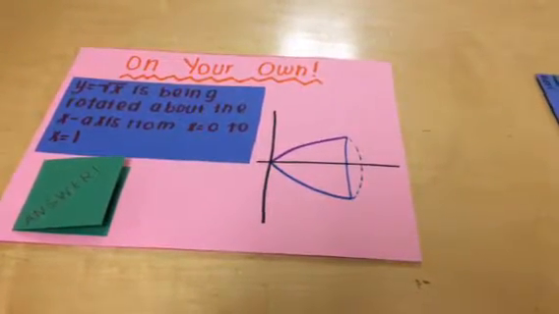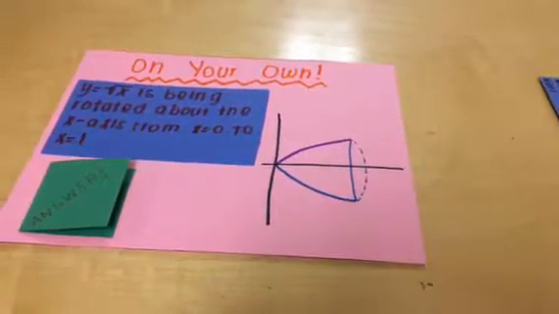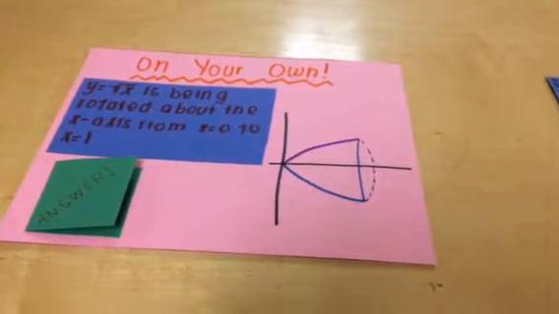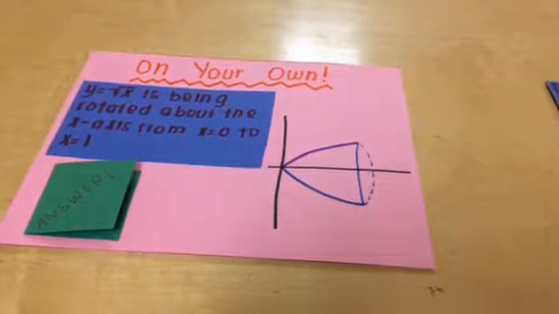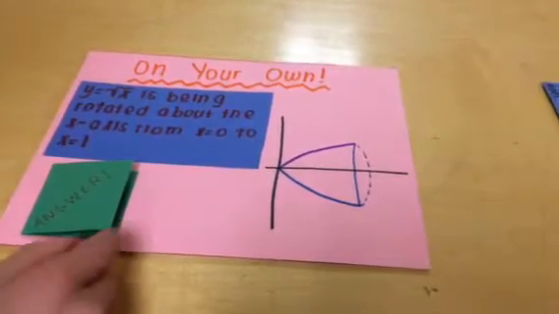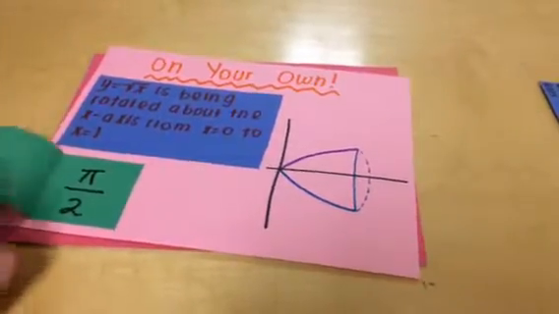Now try this problem on your own. The function y equals the square root of x on the interval from 0 to 1, which is being rotated about the x-axis. The graph is drawn for you. The answer that you should get is pi over 2.